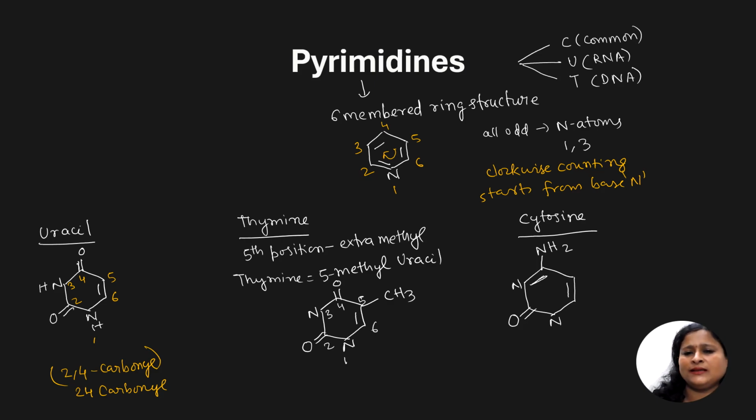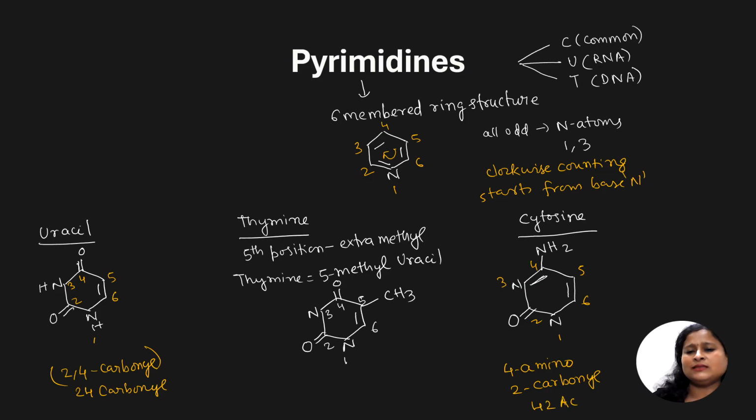So let's number it. 1, 2, 3, 4, 5, 6. Essentially, in cytosine, in the second position you have the carbonyl group just like uracil. Only in the fourth position you put the amino group. So remember it like this. 4 amino, 2 carbonyl.